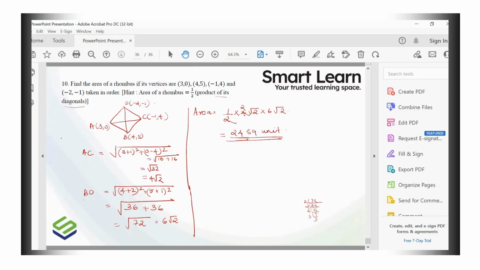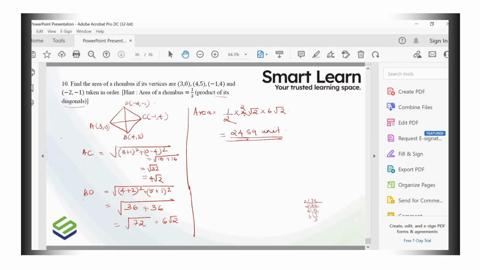Okay, children. So I hope this is clear. So in this chapter, we have mainly two topics. One is the distance formula. One is the section formula. Distance formula is root of x2 minus x1 the whole square plus y2 minus y1 the whole square. And if the point is at origin and the other point is at x comma y, then our formula is root of x square plus y square.